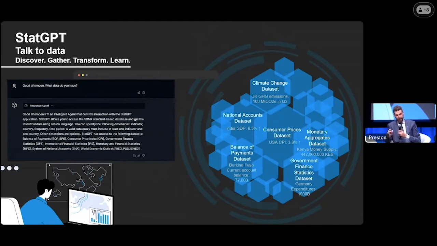And the agent responds, and I'll talk a little bit about what we mean by agent, says, oh, good afternoon. I'm an intelligent agent managing this thing called Stat GPT. And here's how it works. We have an SDMX-based data model. I want some information on 4 indicators, and here are the data sets that I understand. So please help me build the query for you.